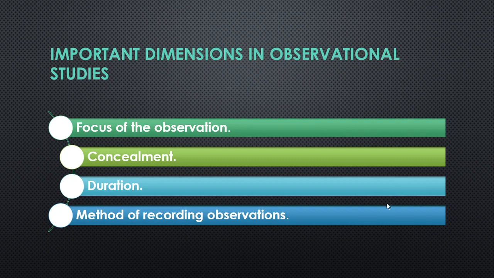Okay, concealment. Researchers do not always tell people they are being observed, because awareness of being observed may cause people to behave atypically, thereby jeopardizing the validity of the observation. The problem of behavioral distortions owing to the known presence of an observer is called reactivity.